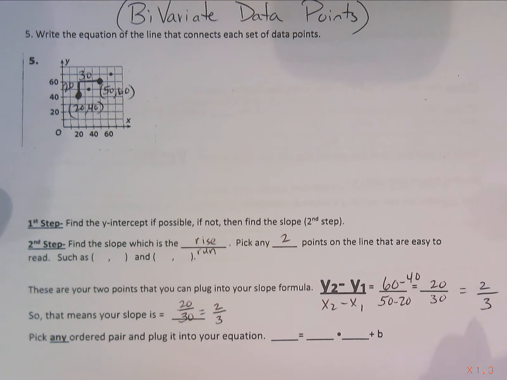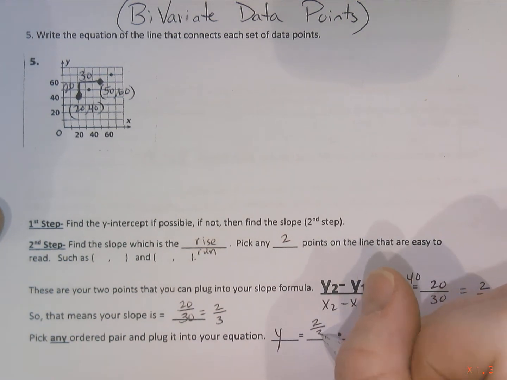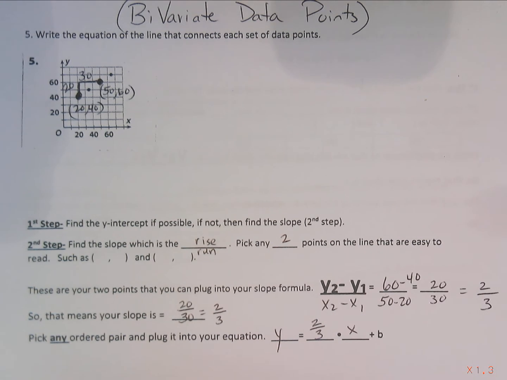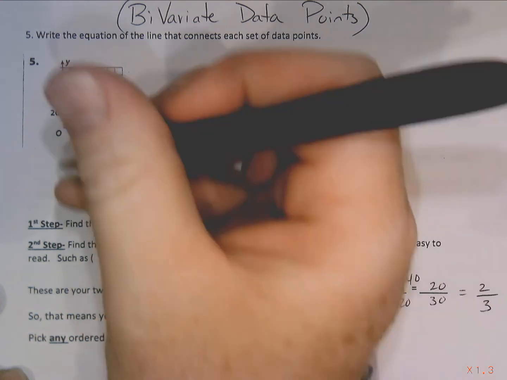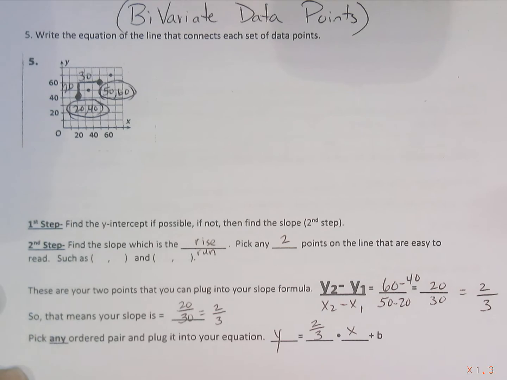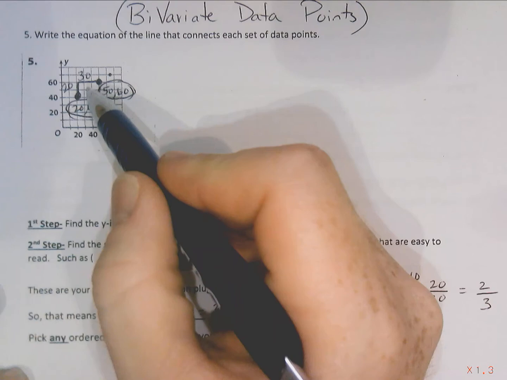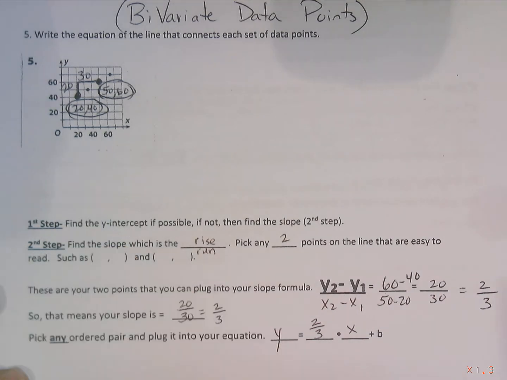So we've got the slope. So we have y equals 2/3 times x, right? But the issue here is we still don't know what the y-intercept is. So what you want to do is pick any ordered pair and plug it into the equation. Where you see an x and y pair, like this one, or this one, you could pick either one of those. Or you could pick this one, or this one. I would probably pick the smallest one. It's easier to work with.